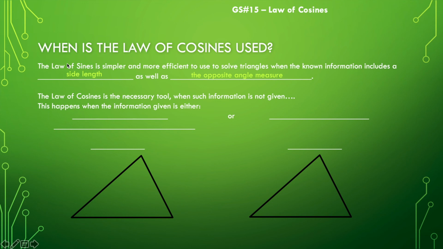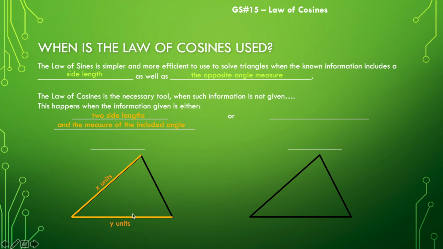Now, when that doesn't happen, we're going to need the law of cosines. So that is used when we have information like 2 side lengths. For example, in this triangle, if you're given 2 side lengths and the measure of the included angle. So here we have 2 side lengths and the included angle. We call this an SAS triangle, side, angle, side, because we're given a side and an angle and a side, and that angle's in between. This is a great candidate for using the law of cosines.